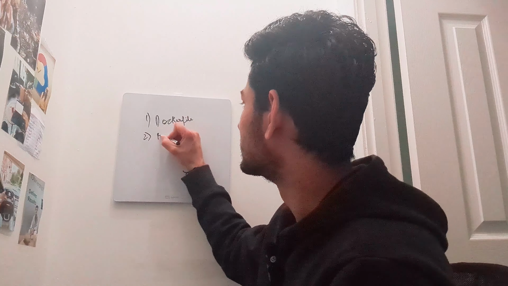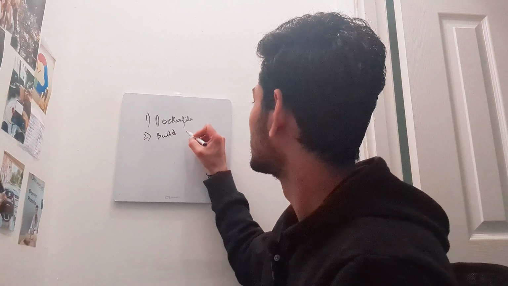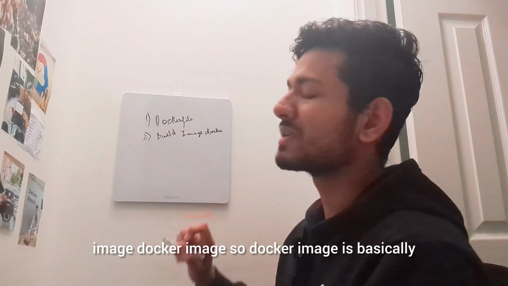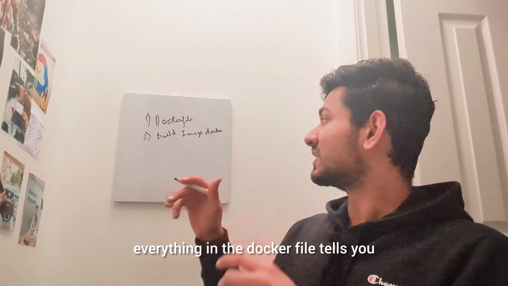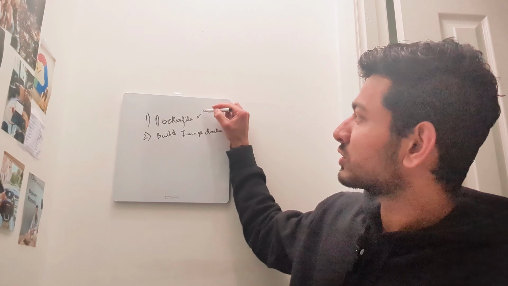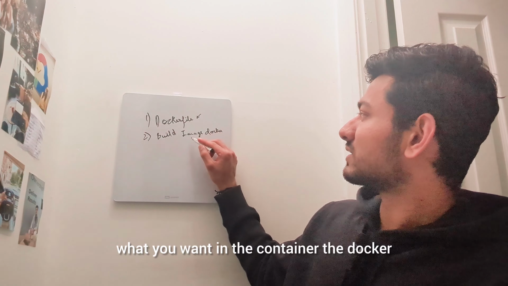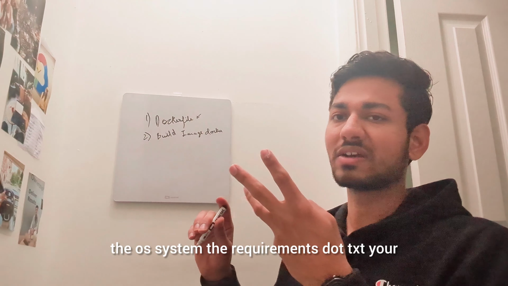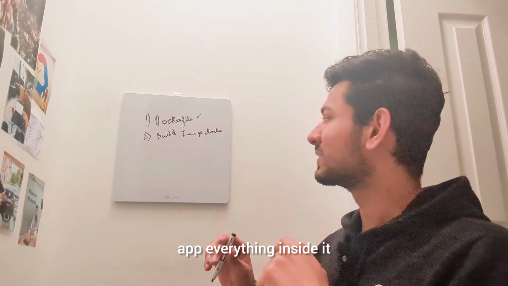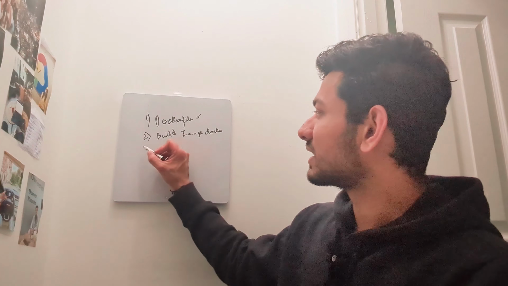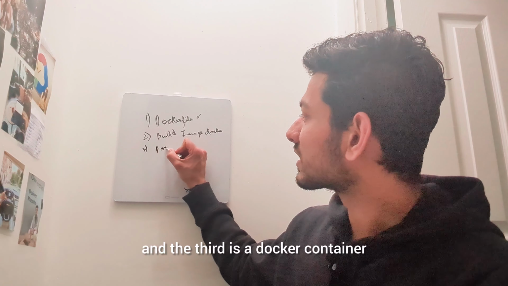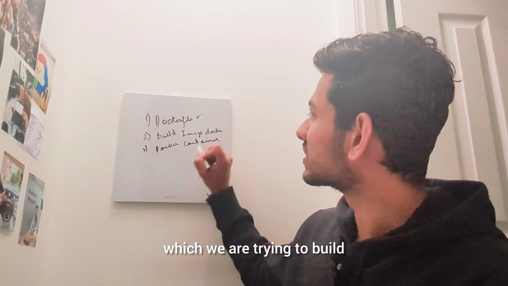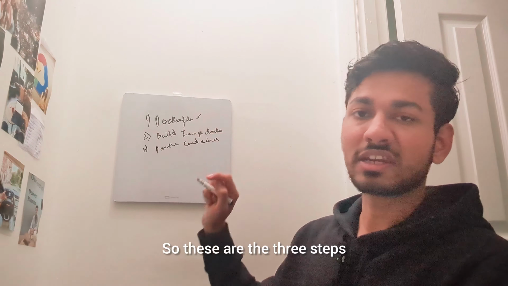The second is to build a Docker image. A Docker image is basically everything inside. The Dockerfile tells you what you want in the container. The Docker image has everything inside it: the files, the OS, the requirements.txt, your app, everything. And the third is a Docker container, which we are trying to build. So these are the three steps.